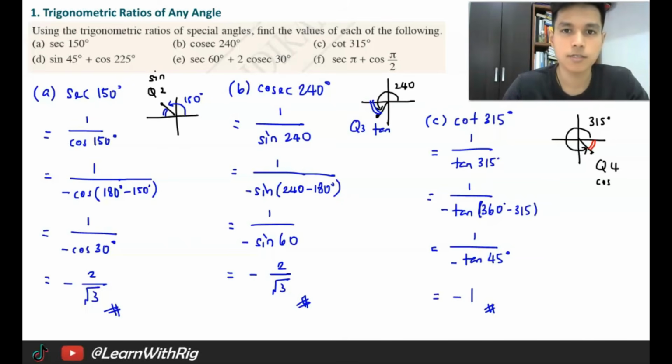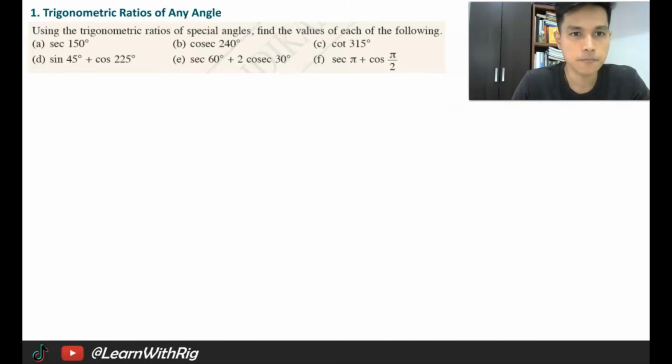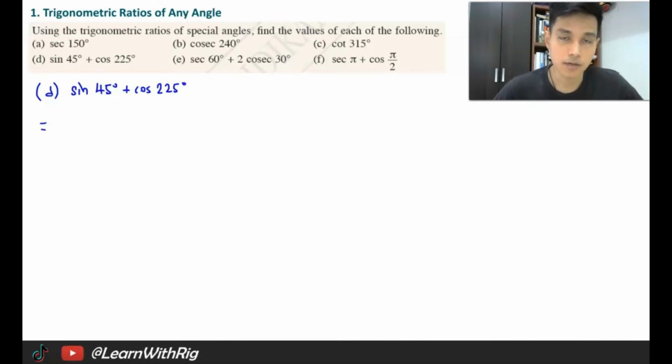Now let's look at DEF. Question D: sine 45 plus cos 225. Sine 45 is already an acute angle, so there's really nothing to change. You can just leave it as it is. The only thing you have to change is the second one, which is cos 225. 225 is in which quadrant? It's in the third quadrant. In the third quadrant, only tangent is positive, so cos is going to be negative.